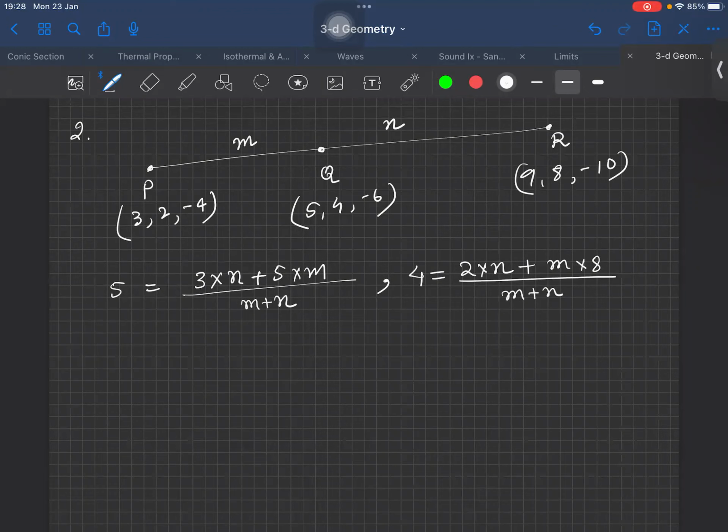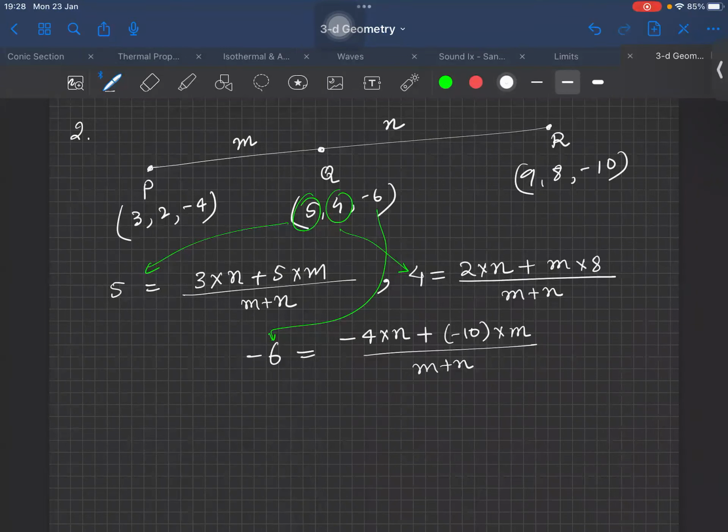Although we have three equations here. So -6 is equal to, see, this is 5, this is 4, and this is -6 here, so -6 is equal to (-4 times n plus -10 times m) whole divided by m plus n. Now we have three equations, but only two variables, so we can easily solve it. We can solve for m and n, and this will be the ratio that we get from these three equations.